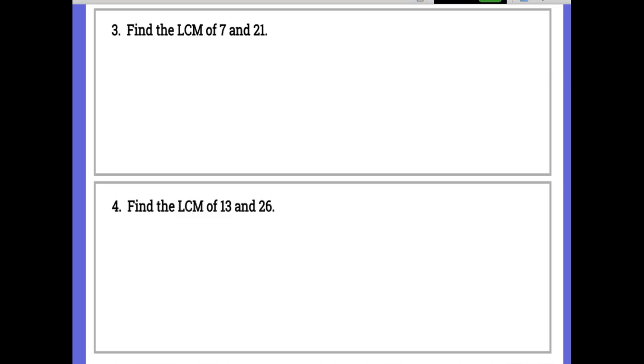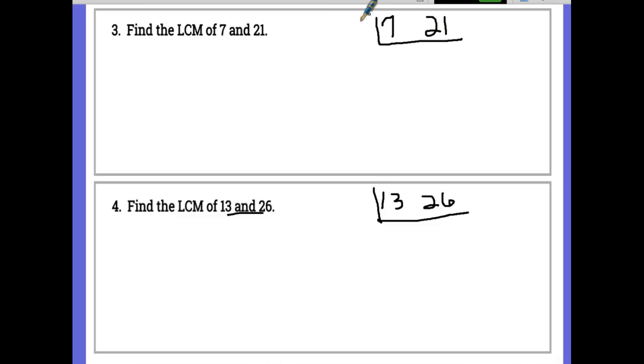Now, 3 and 4. I'm going to set up the structure. I'm going to get you started. And then you're going to finish. Let me set them up for both here. 13 and 26. I want you guys thinking about this one. 13 and 26. What can go into 13? Well, let's go back here.